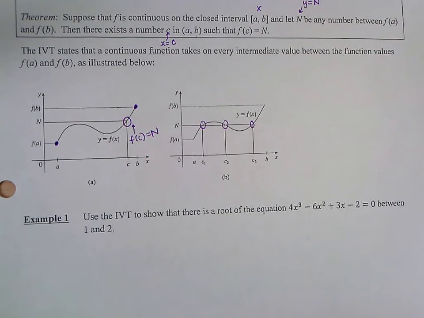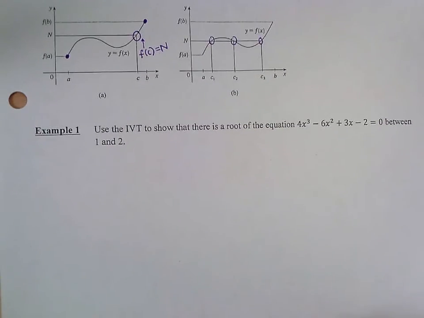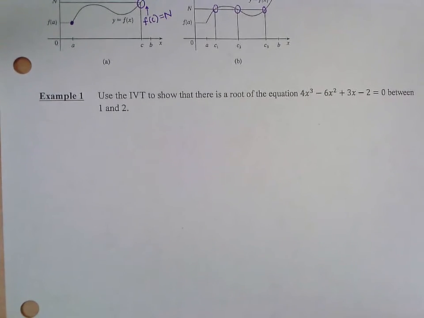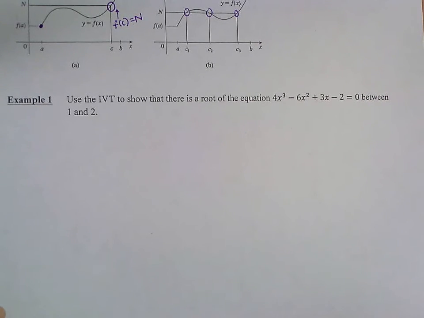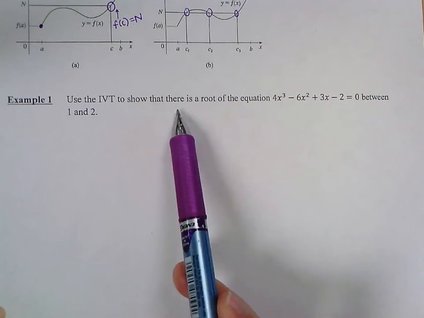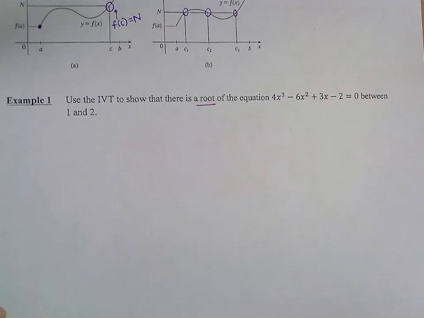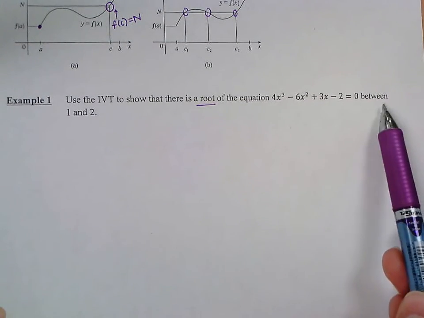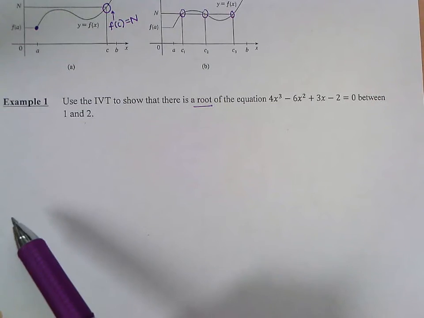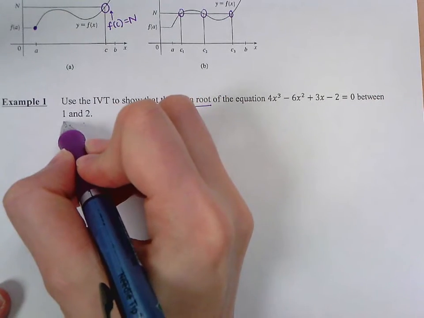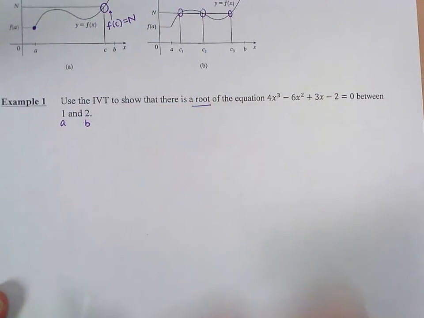Here's how you apply it then. If we look at example 1, a lot of the time the IVT is used to show roots of an equation, or where the y value is 0, but that doesn't always have to be the case. It says use the IVT to show that there is a root, which would be a 0, of this equation between 1 and 2. So 1 and 2 would be your a and your b values.